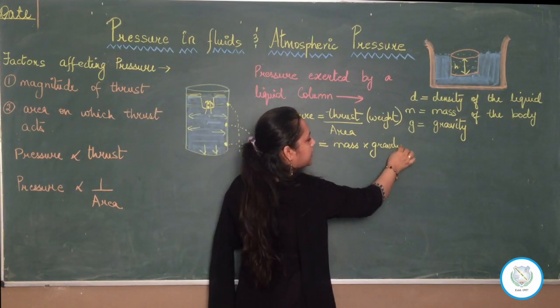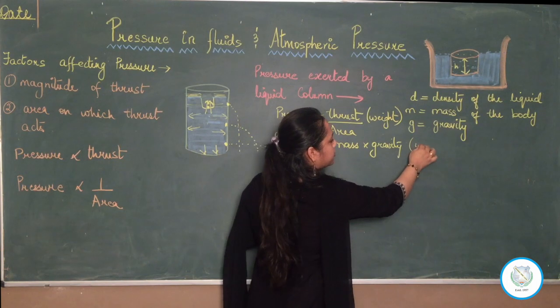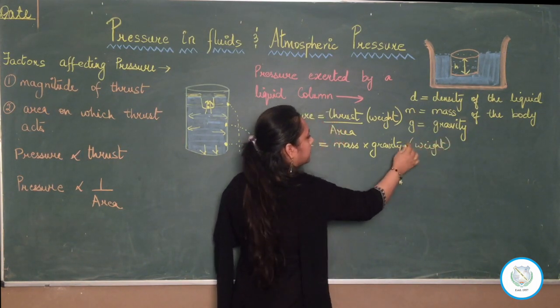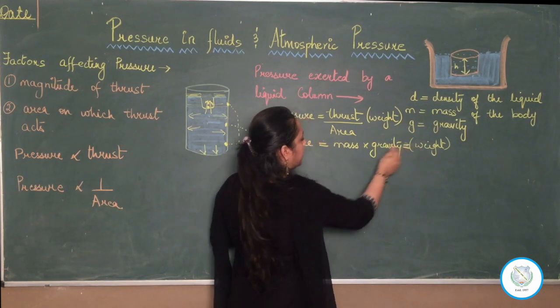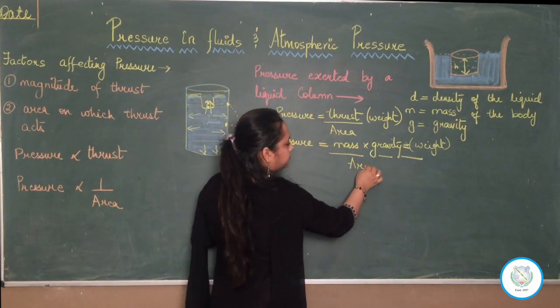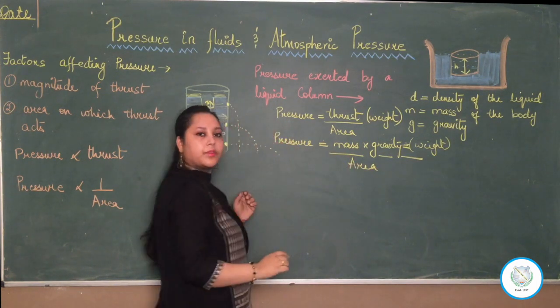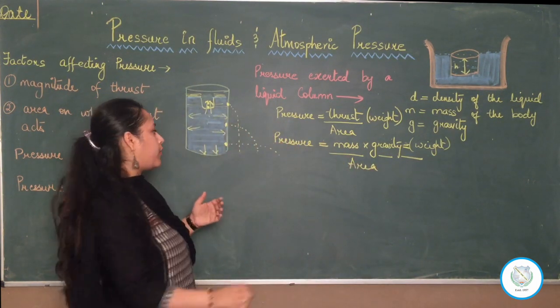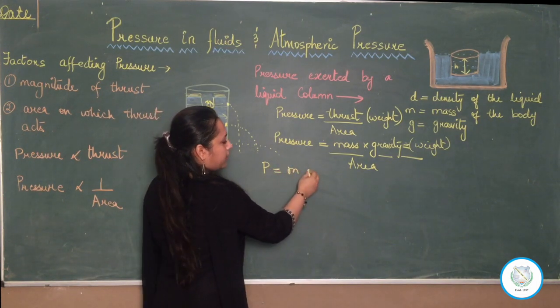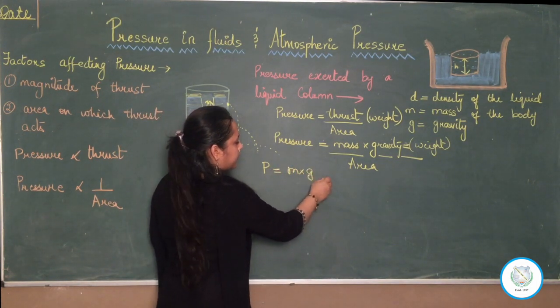Why? Because mass into gravity is equal to the weight divided by the area, right. So, I am writing this in short form. P is equal to m into g divided by A.